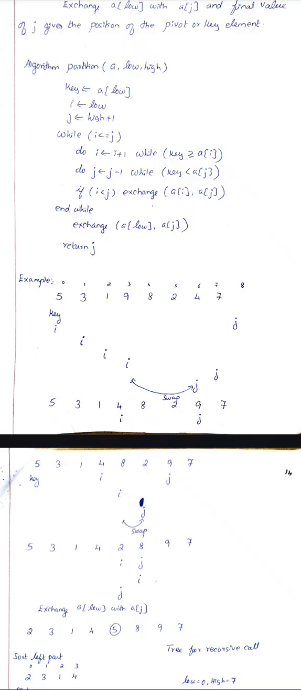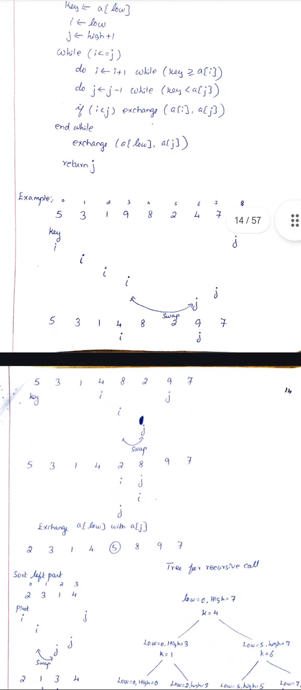If A of i is less than A of j, exchange A of i and A of j. And while A of low, A of j... exchange. It is swapping. Return j.